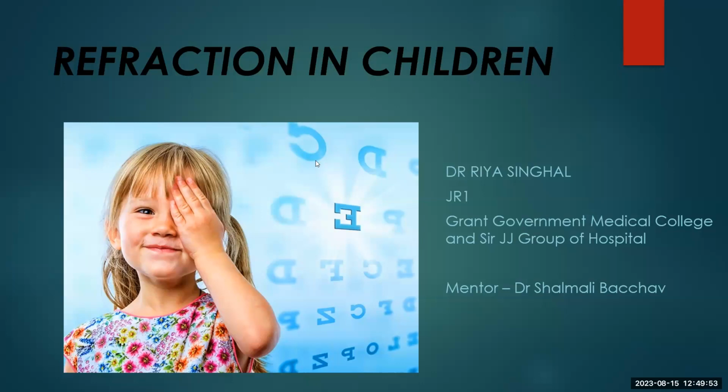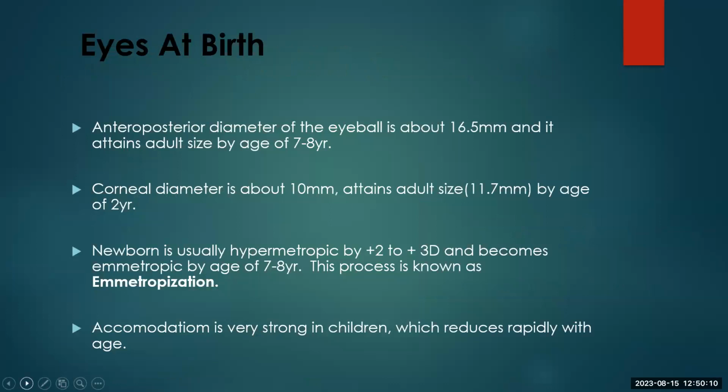Eyes are different. The anterior posterior diameter of the eyeball at birth is 16.5 mm, which attains adult size by the age of 7 to 8 years. Newborns are born with hypermetropia in their eye and become emmetropic by the age of 7 to 8 years. This process is known as emmetropization. Accommodation is very strong in children, which reduces steadily.